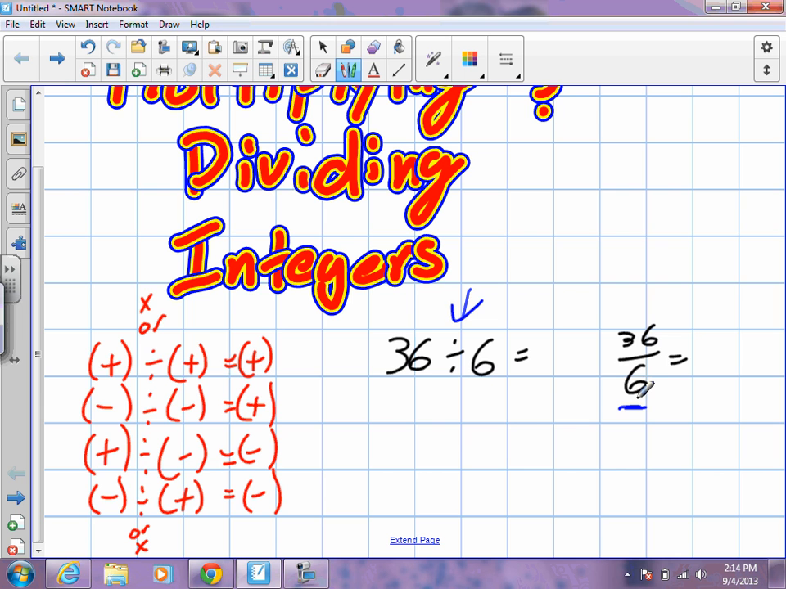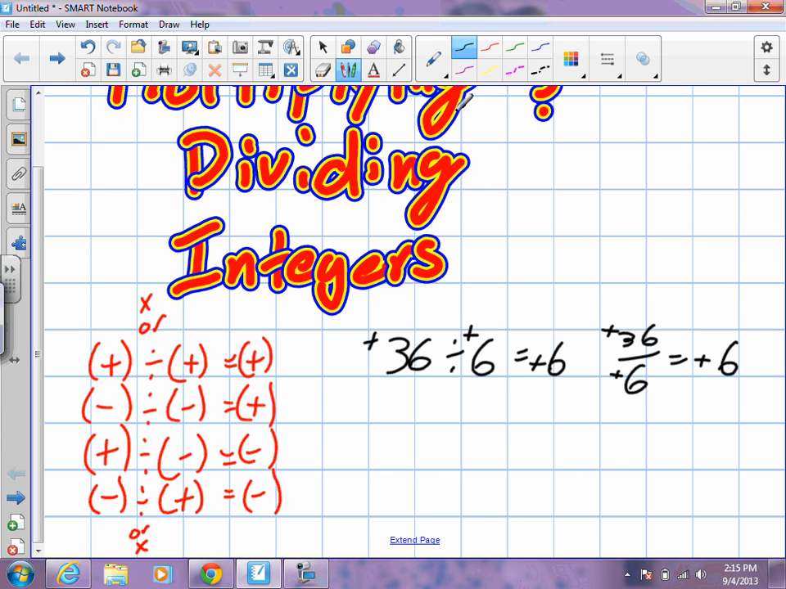Now, is this a positive or negative integer here? It's positive, that's right. If there's no sign written, we assume we have a positive value. What about the 6? Exactly. So we're working with a positive divided by a positive, which means our answer is going to be what? Positive, that's right. And in this case, what's 36 divided by 6? That's right. So we're going to have positive 6. Now, do I need to write that positive sign in front? No, I don't have to. You can, it's not wrong, but if we don't write anything, it's assumed that we have a positive value. Okay?